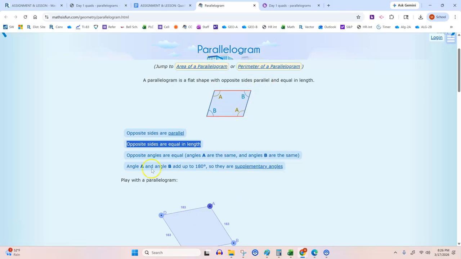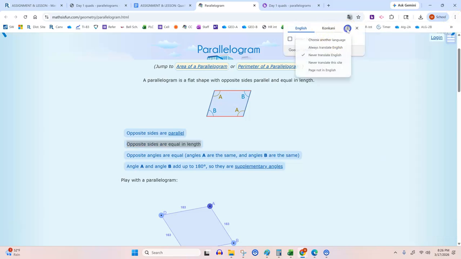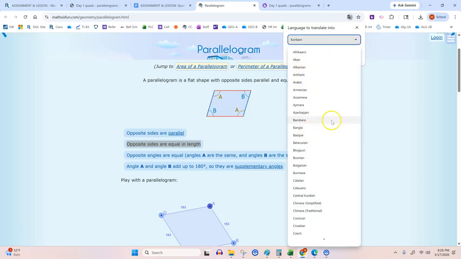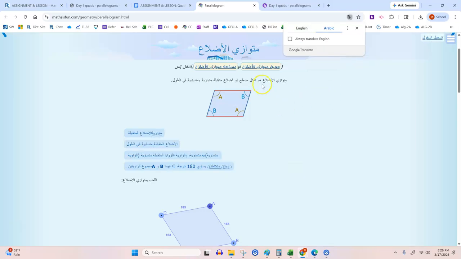Remember, you can also translate this website here if you want to translate it by clicking on that, going to translate and changing it over here. Choose another language, you go to whatever you want to pick, okay? So if I pick this language and translate it, it gives me Arabic.